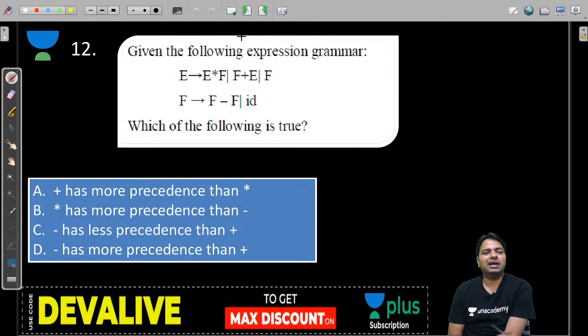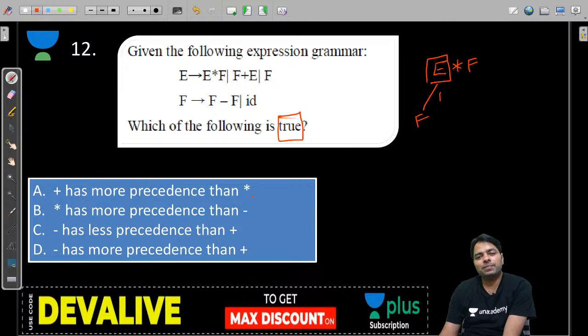Next one. Again, a similar kind of question, guys. Again, which of the following is true? So I'm following the options to identify. Plus has more precedence than star. If plus has more precedence, go to the star operator and try to get a plus from down. So plus will have more precedence. Is it possible? Yes. E to F plus E. It means yes, plus has more precedence.